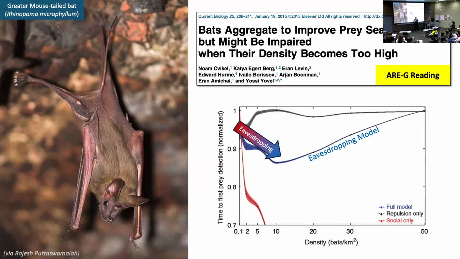The idea is, if you were to forage alone, how long would it take you to find your first prey on a flight? And if you were to join a group, based on the density of that group, does that improve your ability to find prey? What they find, consistent with some of the patterns they see, is an eavesdropping effect. Remember, bats have this cool auto communication, where they can echolocate. They emit a signal, it reflects off a prey item, and based on how it hits their ears, they can triangulate and figure out where that prey item came back from.